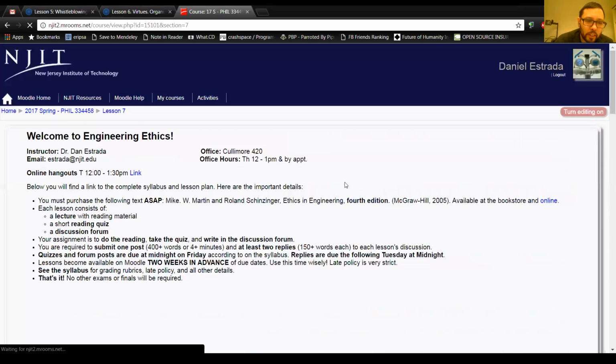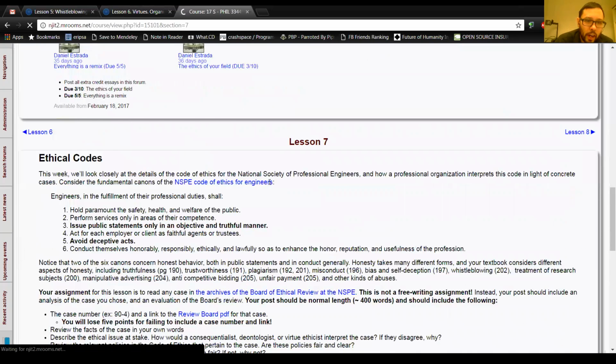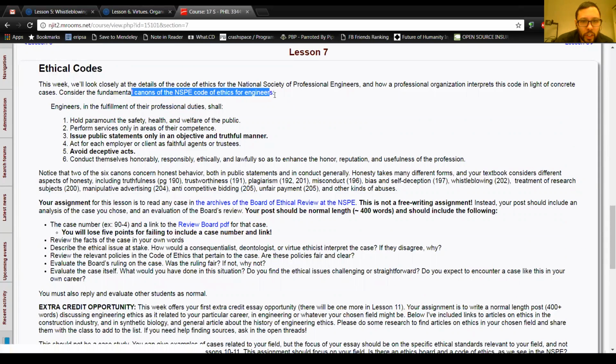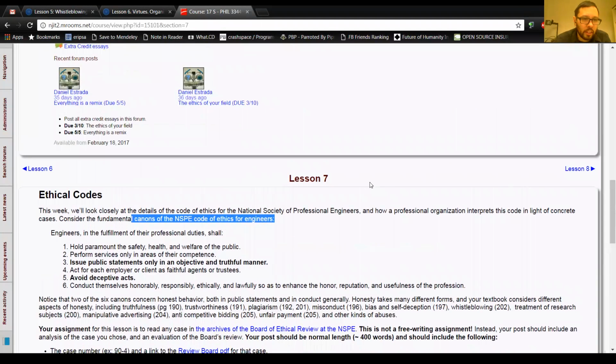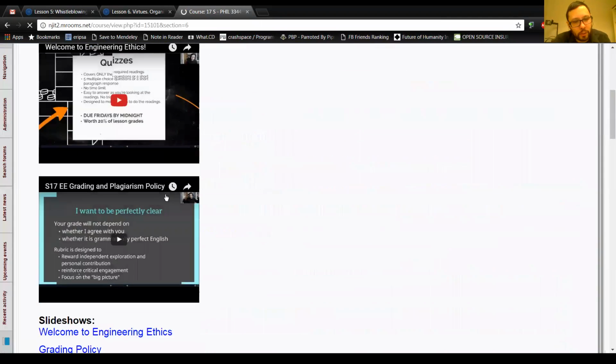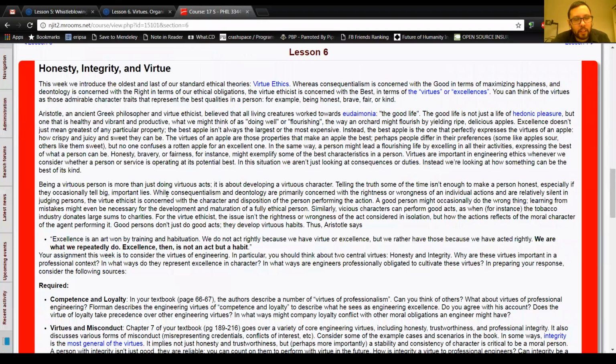Next week, I say this in lecture, but next week we'll do the NSPE Code of Ethics. We'll look at the actual Code of Ethics in some detail. We've looked at the first couple of sections already, but we're going to go over the whole thing next week. And then you're going to look through the archives of the Board of Ethical Review at the NSPE next week. After that, we have a couple more case studies, and then we do our artificial intelligence unit. We're almost halfway through with the course. This is the last theoretical week. This is the most philosophical of the weeks before we get back into case studies.